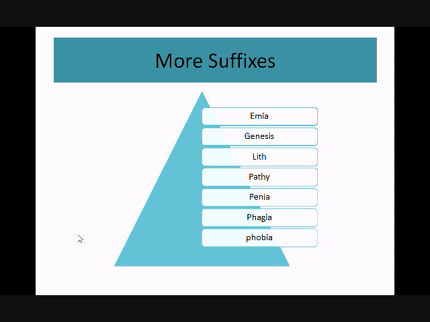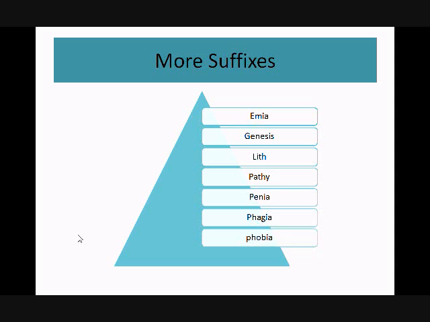Genesis. As you can probably know from the Bible, if you've read or heard of the Bible, Genesis is the first chapter. Genesis talks about creation, so that's what it is. Genesis is creation or the start. Lith, again, stone. I think I mentioned that already. If I didn't, stone. So you can have kidney stones and gallstones, things like that.